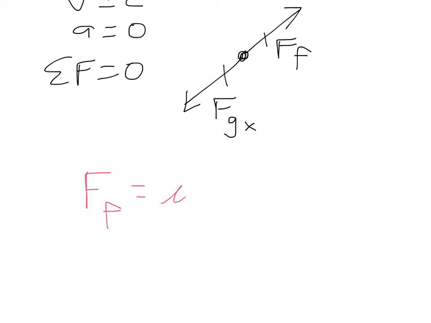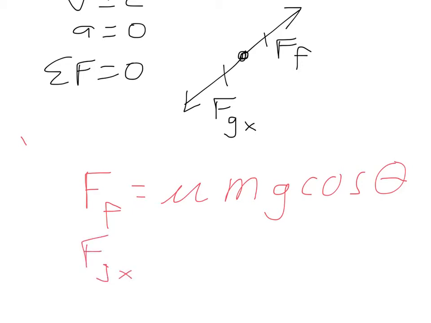is mu times mg cosine theta. That is mu, the coefficient of friction, times the normal force, and the normal force being the component of the gravity that is in the y direction. We also know that the force of gravity in the x direction is mg times the sine of theta.